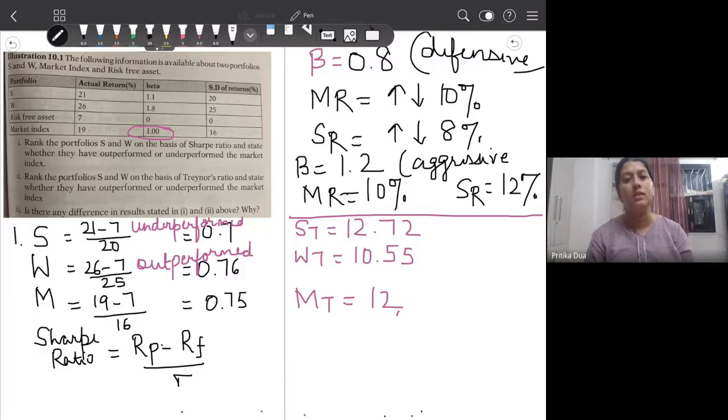But otherwise, there is a possibility of variation in the result due to the manner in which we are calculating the Sharpe ratio and the Treynor ratio. Okay, so we stop here.